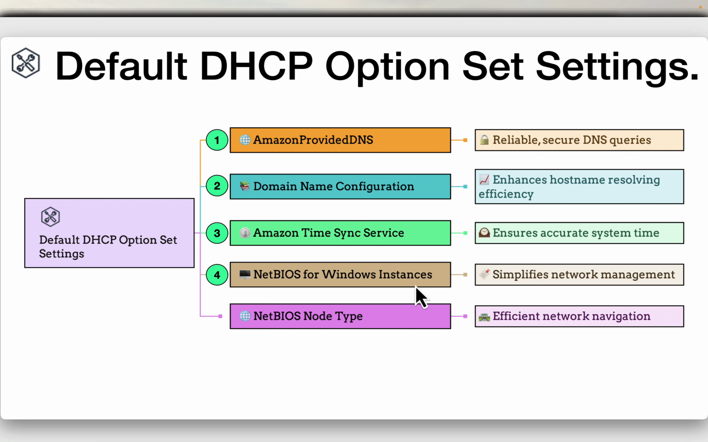NetBIOS for Windows instances includes the NetBIOS names for easier identification of Windows instances on the network, contributing to simplified network management. So NetBIOS is specific to Windows technologies. Next one is NetBIOS node type. This is also used by Windows instances to resolve NetBIOS names to IP addresses, and this will be for network navigation and resource access.